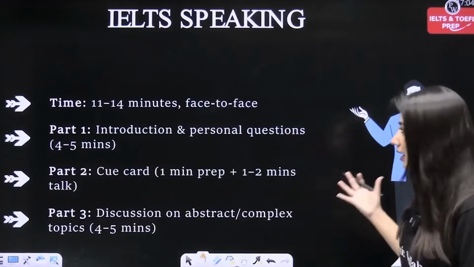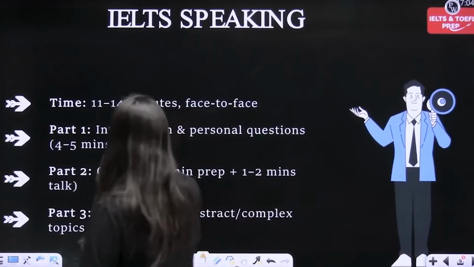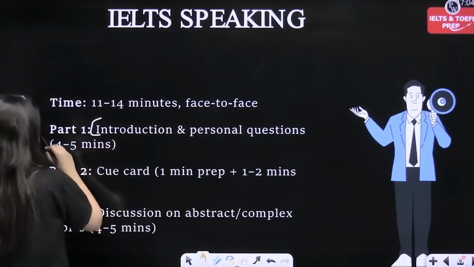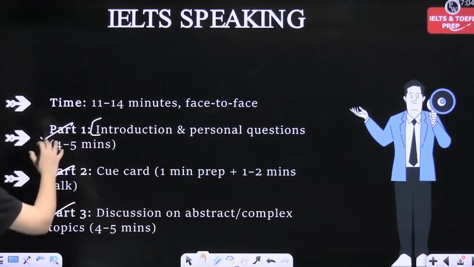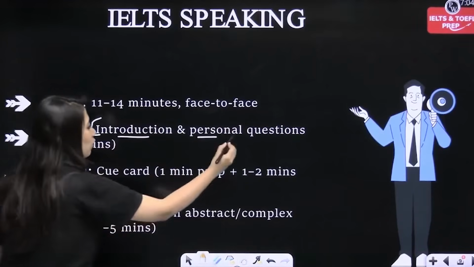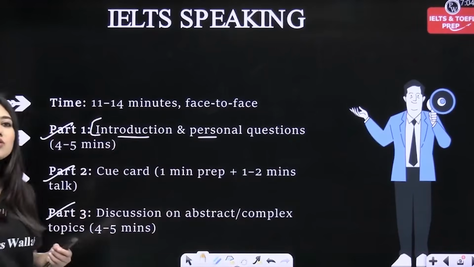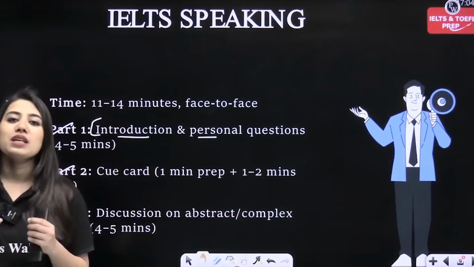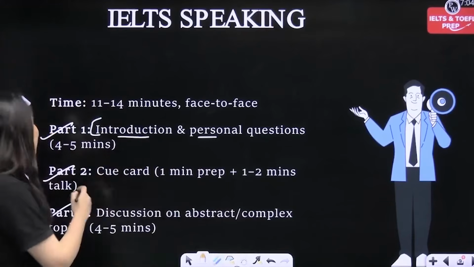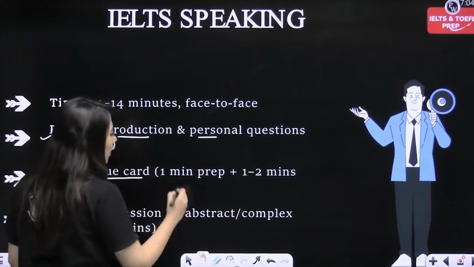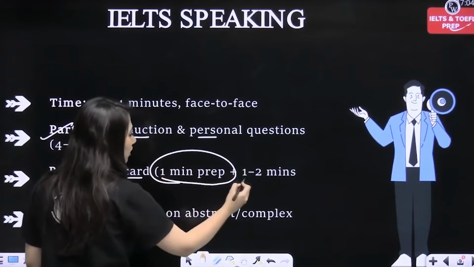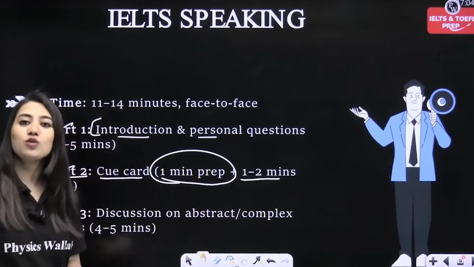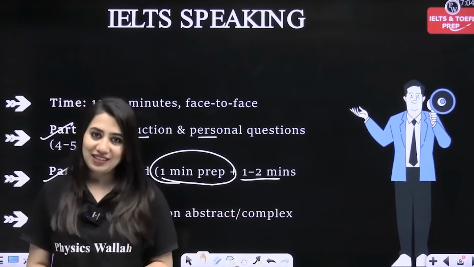Next is speaking. As I mentioned previously as well, it's going to contain 3 parts: part 1, part 2, part 3. Part 1 will be the introduction and personal questions. They will ask you some questions about yourself only and you'll just have to answer coherently plus confidently. Next is part 2, which is a cue card round, wherein you get 1 minute of preparation time and then for 1 to 2 minutes you have to speak spontaneously.